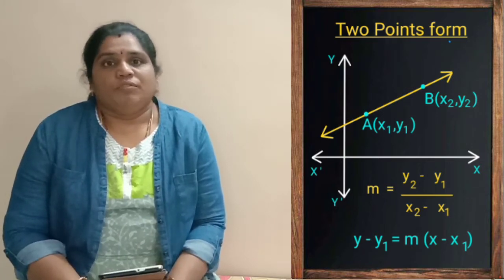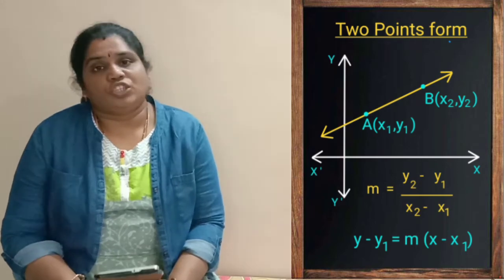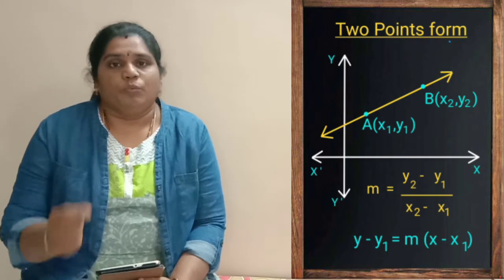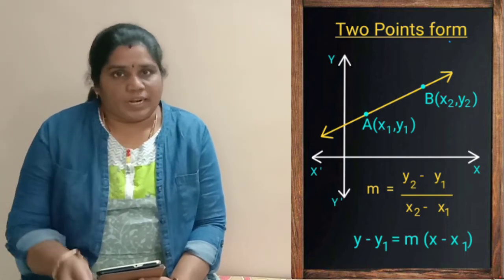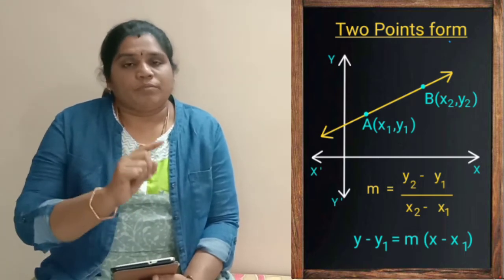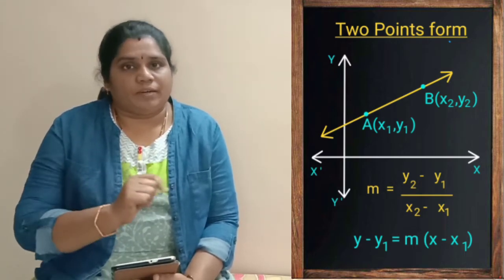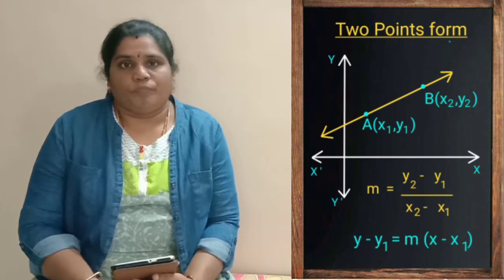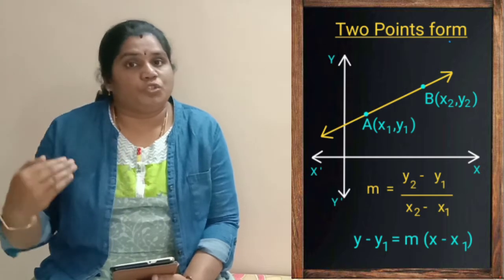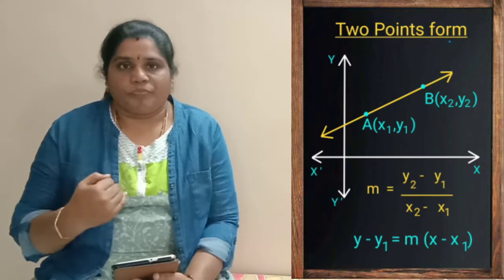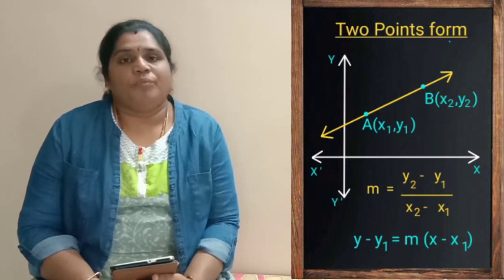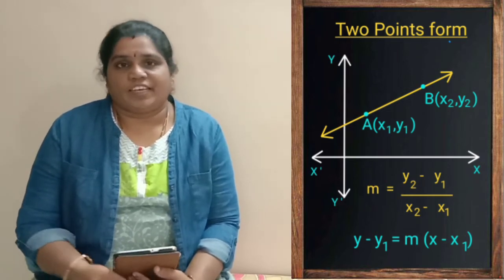What do we have to do? First, we need to find the slope, because if we are going to find the equation of the line, we need the slope of that line and any one point on that line. So I am going to use points A and B to find the slope. After finding the slope, we can use the same equation which we used for point slope form, what I have written here: y minus y1 is equal to m of x minus x1.